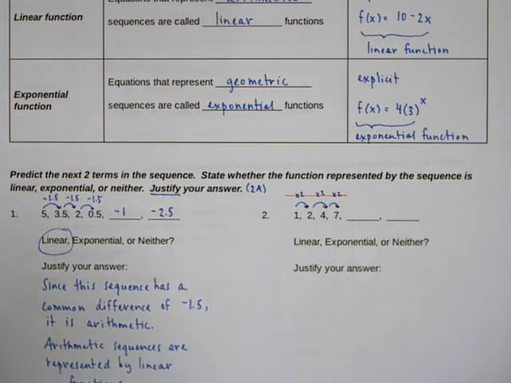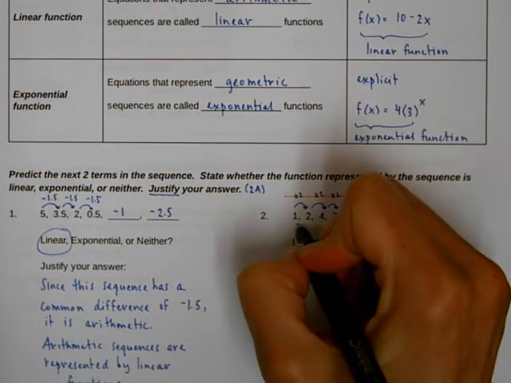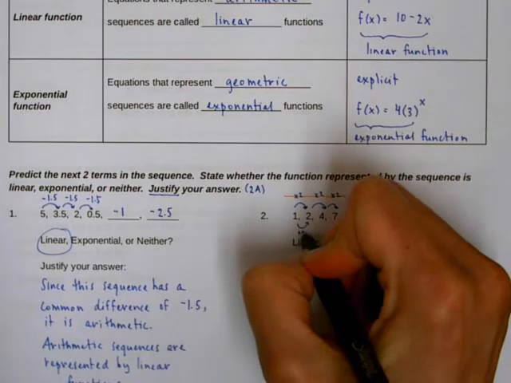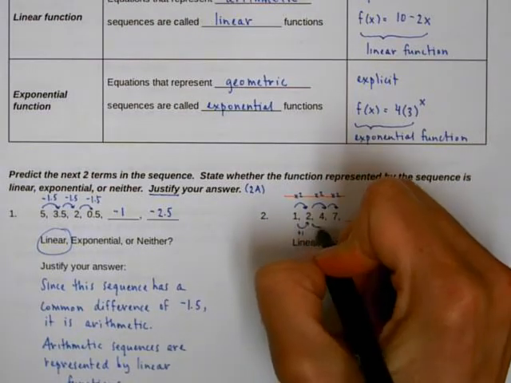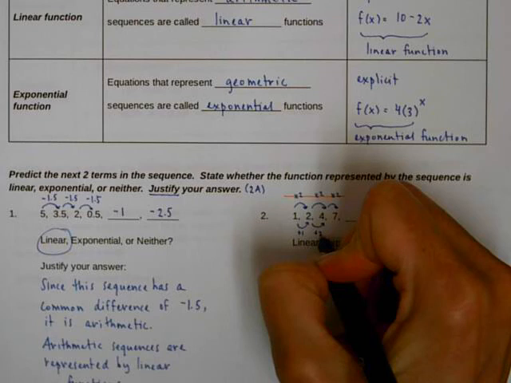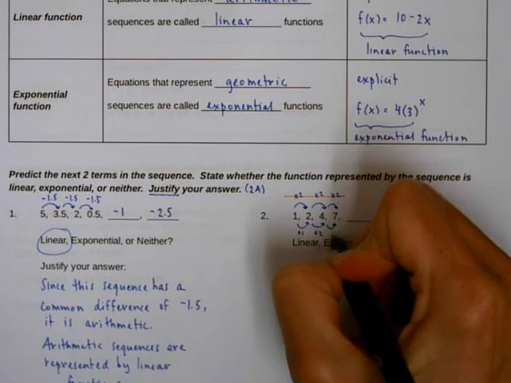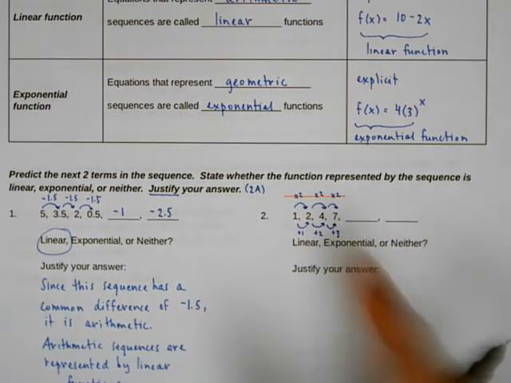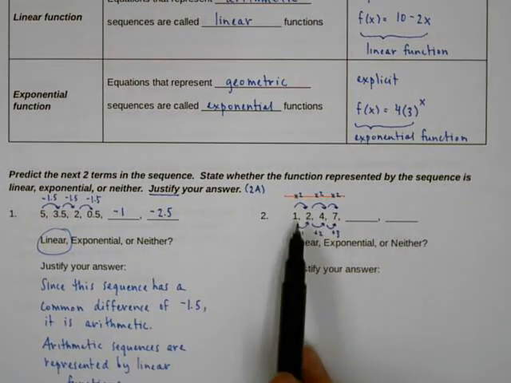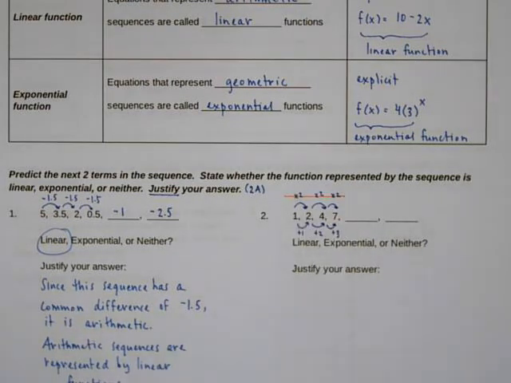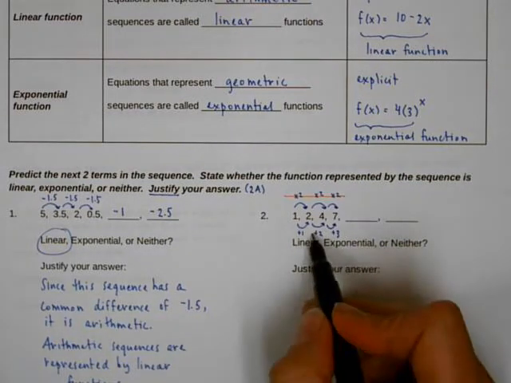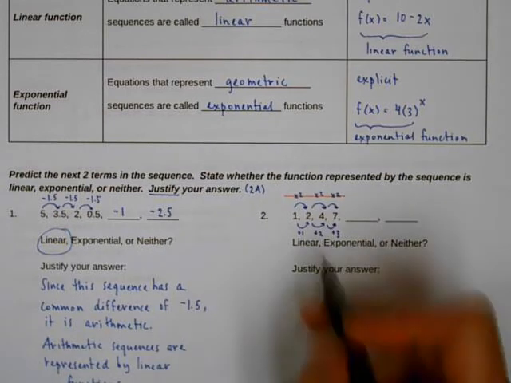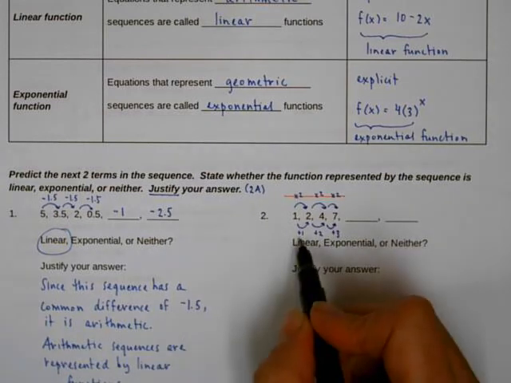Well, let's try to add. So to get from 1 to 2, I'm going to add 1. From 2 to 4, I'm adding 2. From 4 to 7, I'm adding 3. So something interesting is happening here. We don't have a common ratio because multiplying by 2 doesn't always work, and I don't have a common difference because I'm not adding the same thing each time. However, I can see a pattern coming out here.